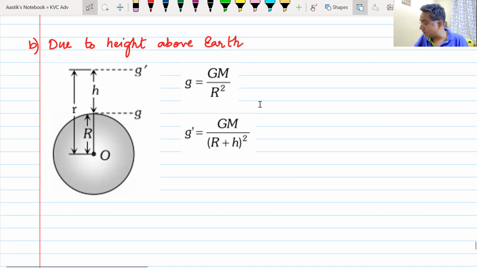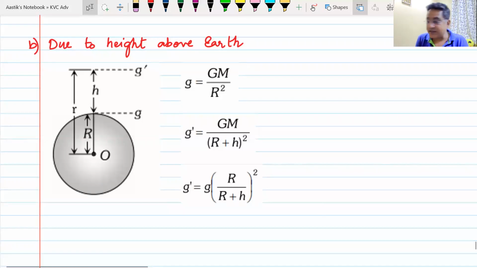Are we understanding this or is this going above our head? Everyone is able to understand this? Then I can write this new G at a height h in terms of the original G, and it will look like this. G dash will be equal to G into (r divided by r plus h) the whole square. Yes or no?